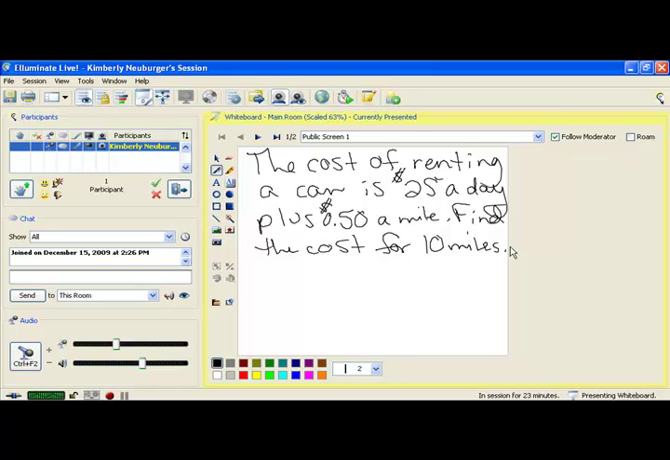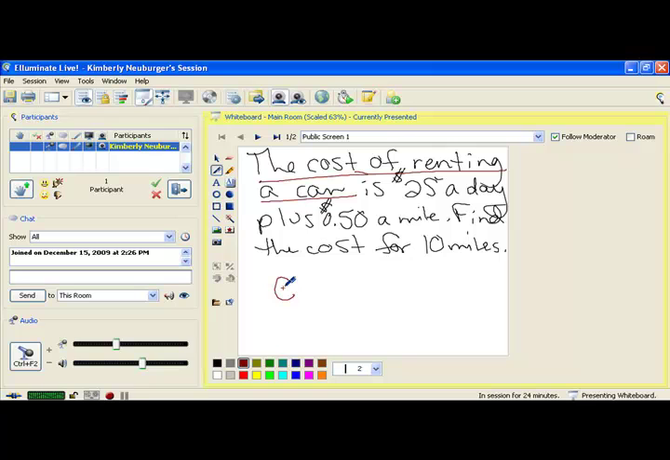So let's read this, and what we're going to do is translate this first sentence here into an equation, and then we're going to use that equation to do what this second sentence right here is asking us to do. So if we read the first sentence, it says the cost. Now we don't know what the cost is, so how about if we give it a letter, and cost starts with C, so we're going to use a C. So the cost is going to be a C. And it's the cost of renting a car. So the cost of renting the car is the C that we have down here.